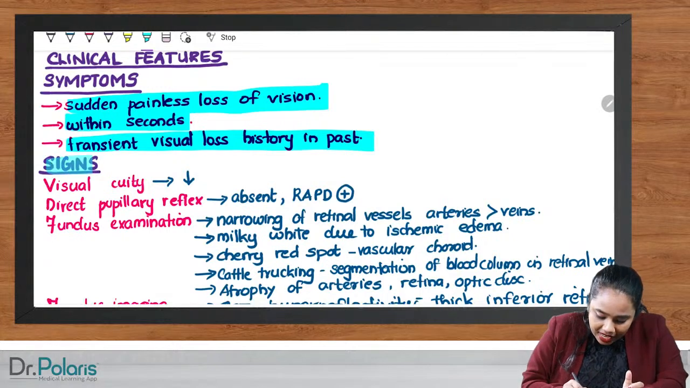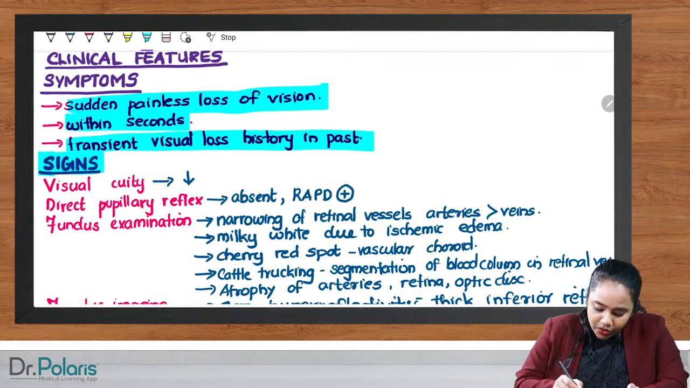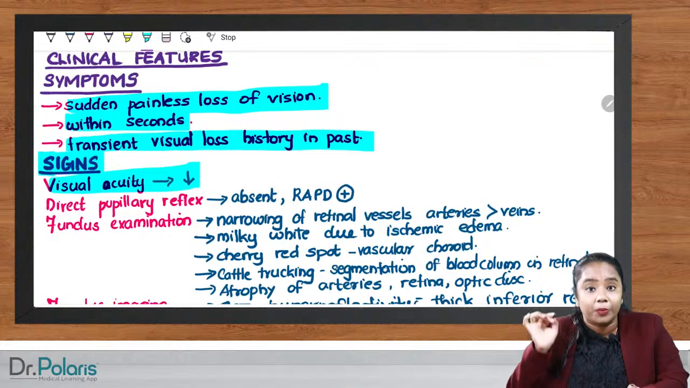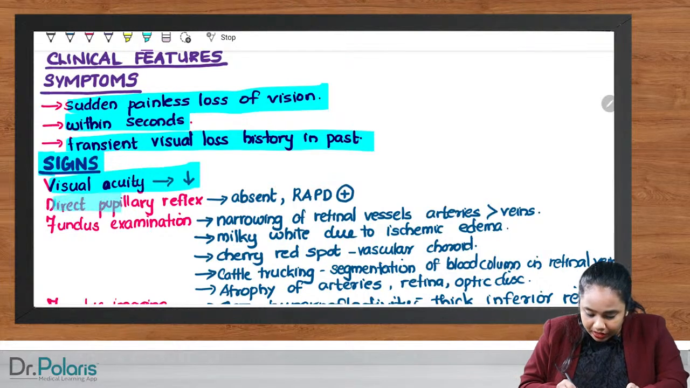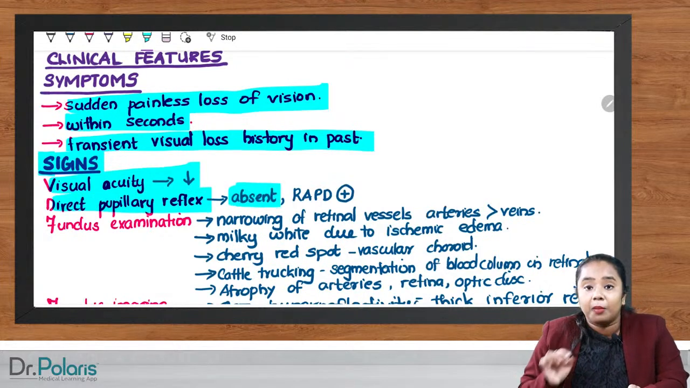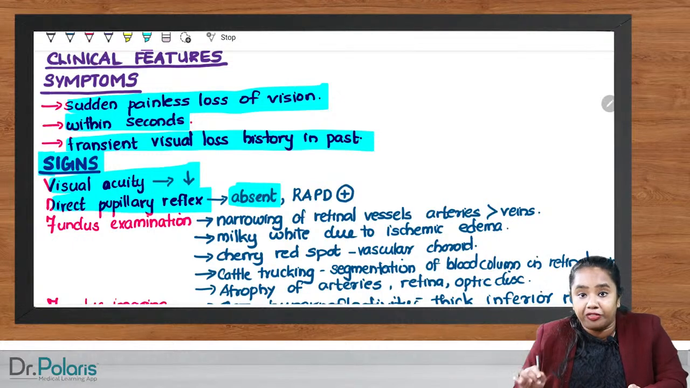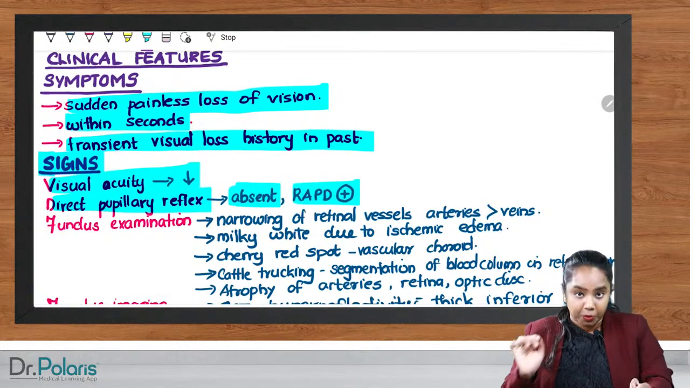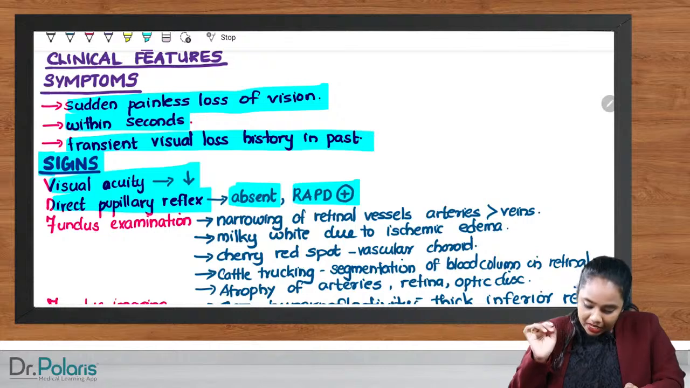If you see the signs of these patients, the visual acuity is going to be reduced. That is the first important sign. Then if you check the pupillary reflex, the direct pupillary reflex is usually absent, but a relative afferent pupillary defect is going to be present. So, RAPD positive.